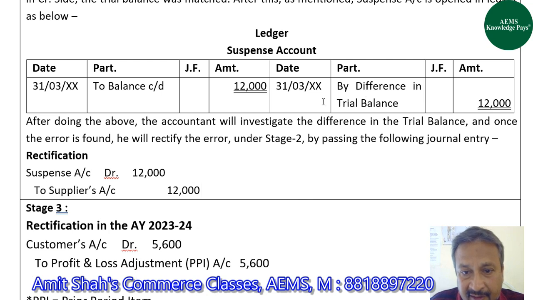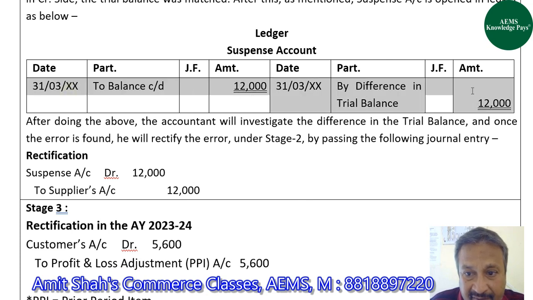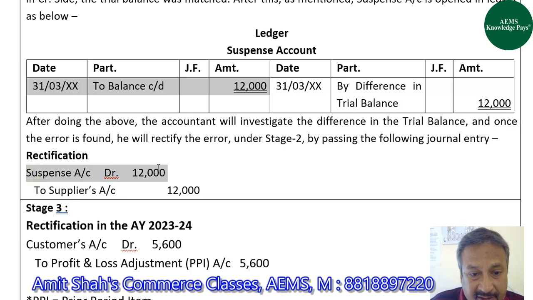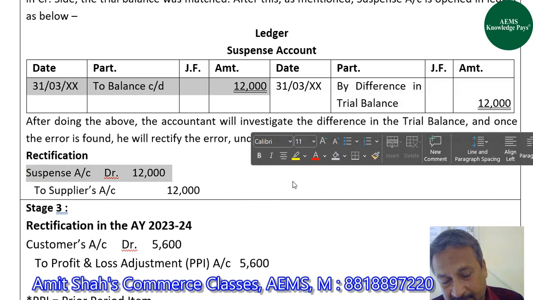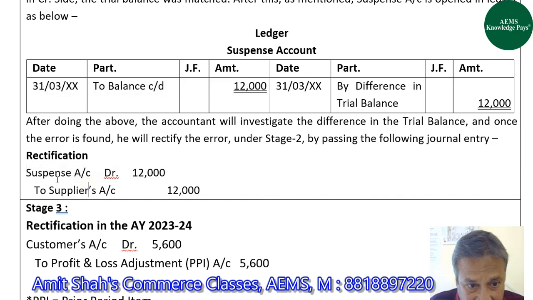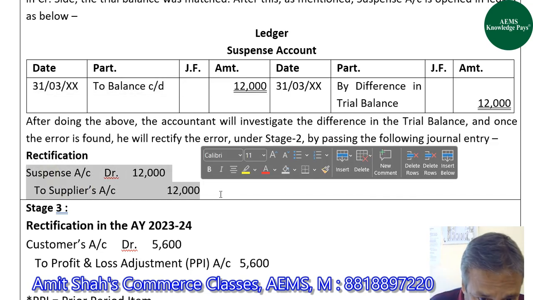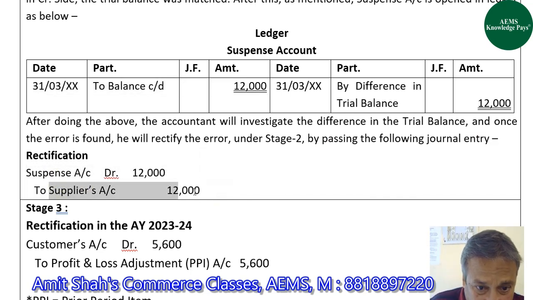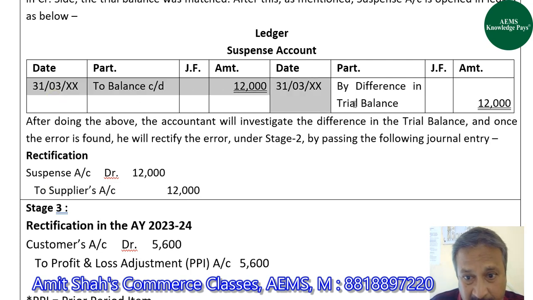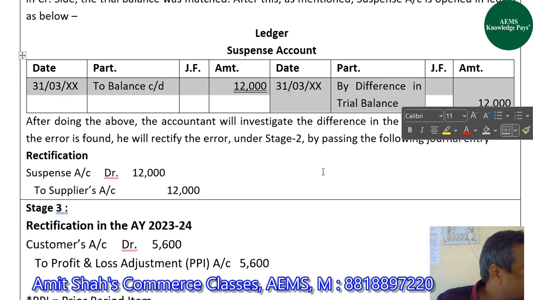This is how, guys, suspense account will get nullified, because it has credit balance. Now it has been debited here. So suspense account will have zero balance. And after passing this entry, he will again prepare his trial balance, in which supplier's balance would be 12,000 and there won't be any balance of suspense account.